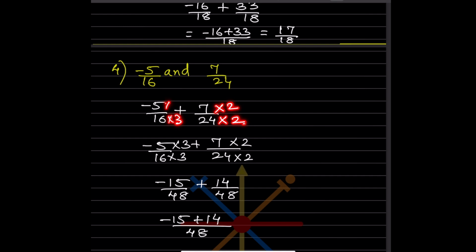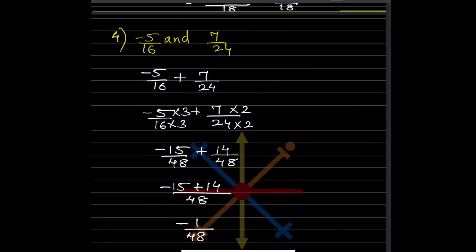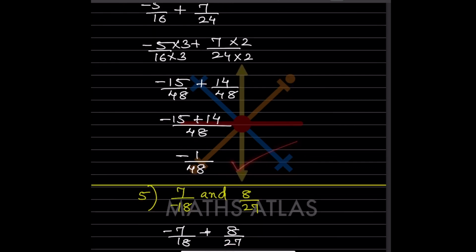So this will be 2 and this is going to be 3. This is what I have written here. So this is going to be minus 15 by 48 and plus 14 by 48. So here minus 15 plus 14 by 48. So minus 15 plus 14 is going to be minus 1 by 48.